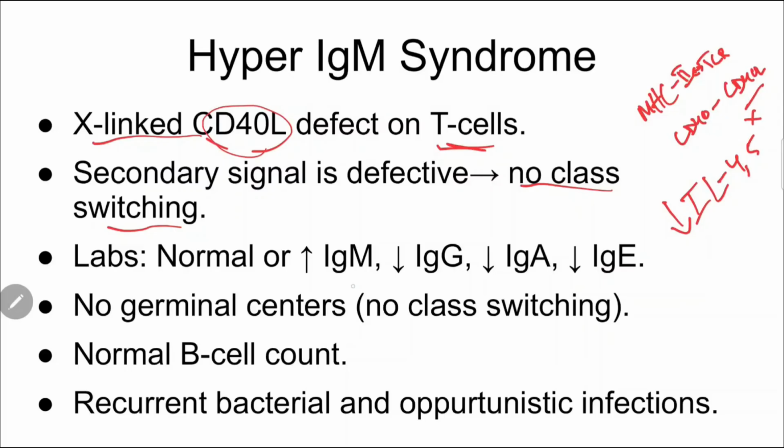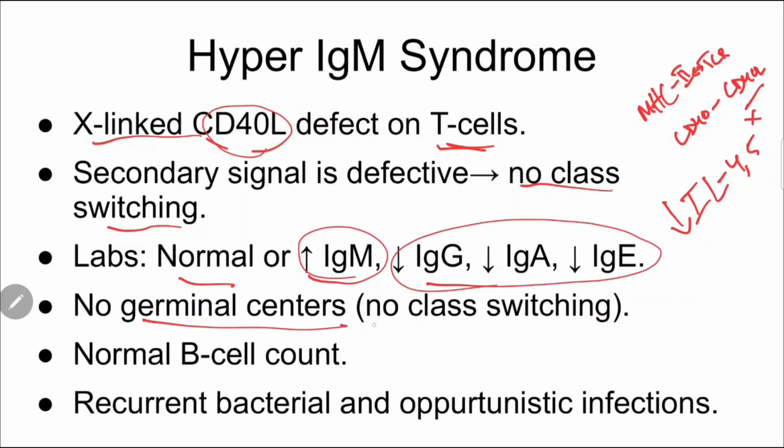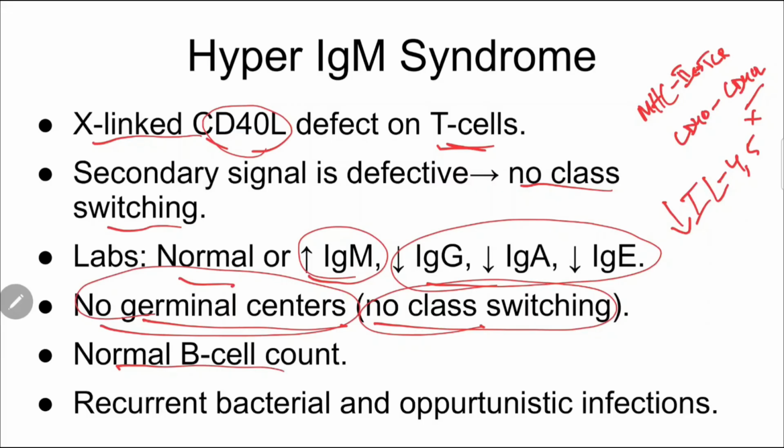Obviously the name is hyper IgM, so your IgM levels will be high or normal, but your other immunoglobulin levels will all be low: IgG, A and E. And again, you know that class switching occurs in the germinal centers in the lymph node. So obviously if there is no class switching, there will be no germinal centers present in hyper IgM syndrome, but the B cell count will be normal because there's nothing wrong with the B cell maturation or growth. And again, there will be recurrent bacterial and opportunistic infections.